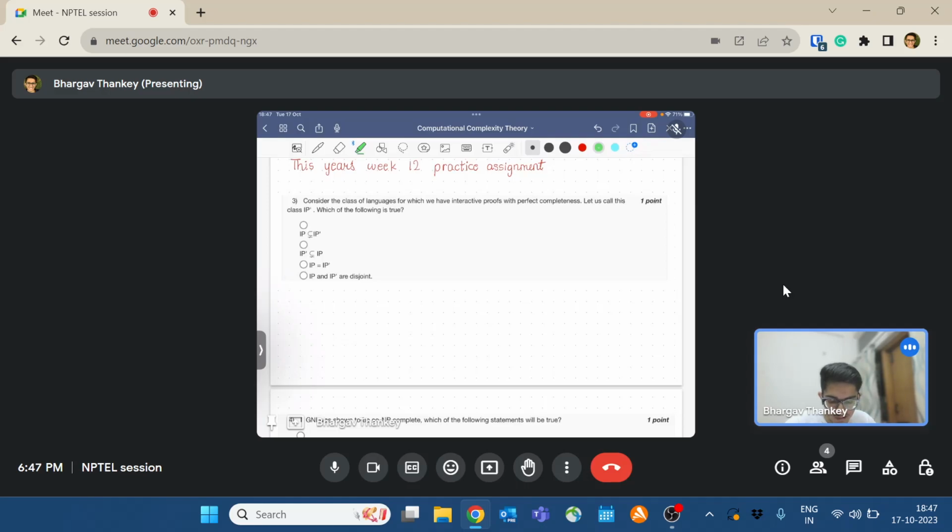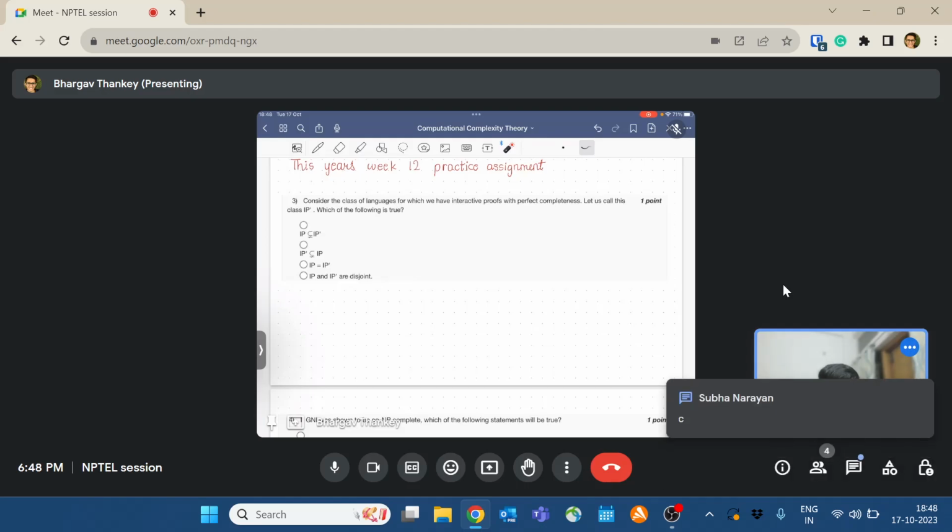Okay, so first of all, it's clear that this can't be true because IP prime is the set of all languages which are accepted by proofs with completeness one, right? But if you have a proof with complete, yeah, the answer is C. Yes, they are the same.